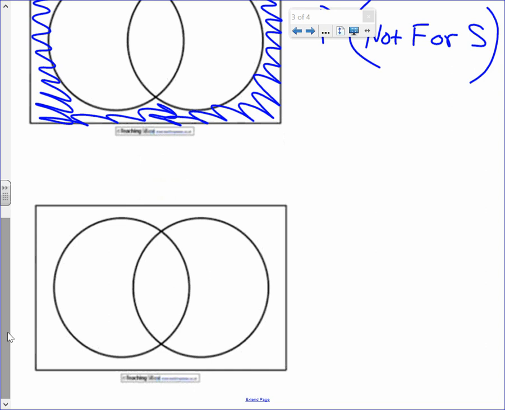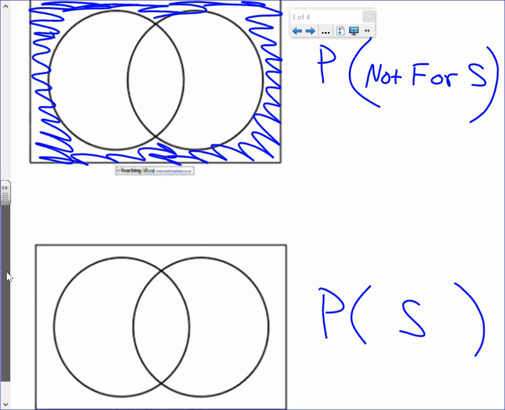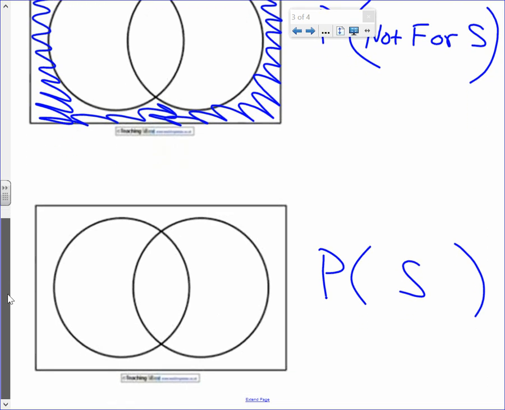Here we go, Moreno. How about the probability of S, of soccer? Just S, soccer. So what would it be? That should be the right side of the middle. No, it's the right side.